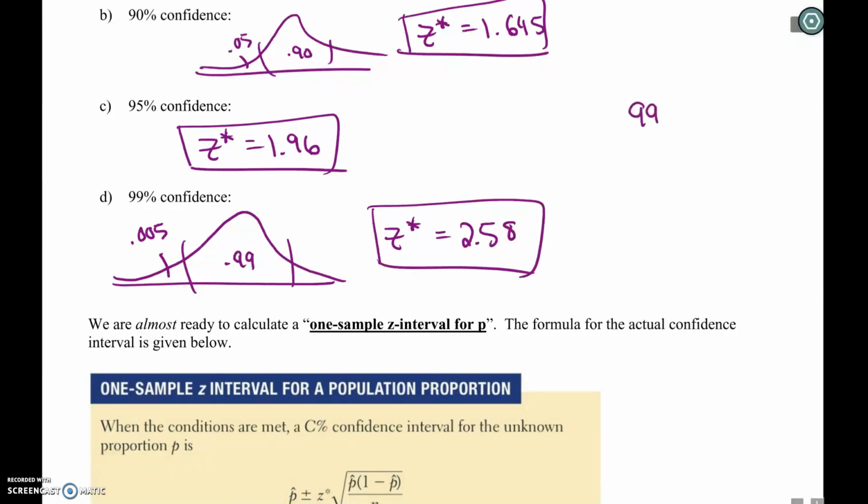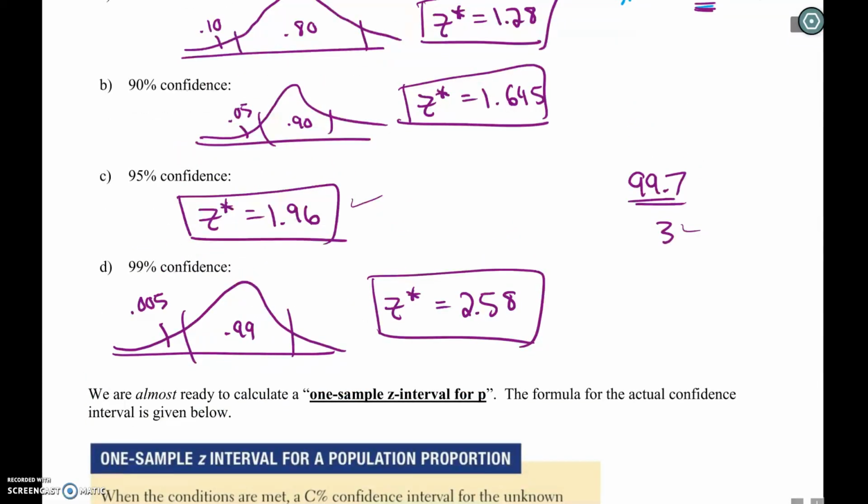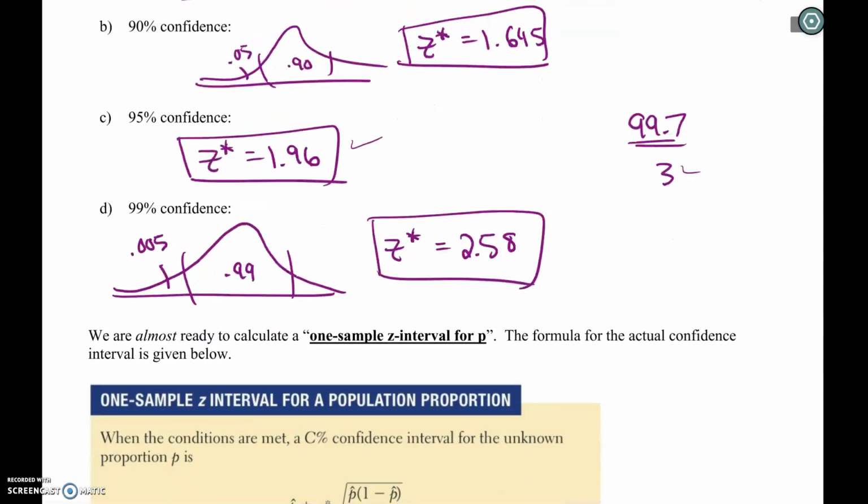And that should make sense, that it's 2.58. If we want to be 99.7% confident, remember that was 3 standard deviations. So it makes sense that 99% is going to be somewhere between 2 standard deviations and 3. But using this technique, you can get the z-crit cutoffs for any confidence level that you want.